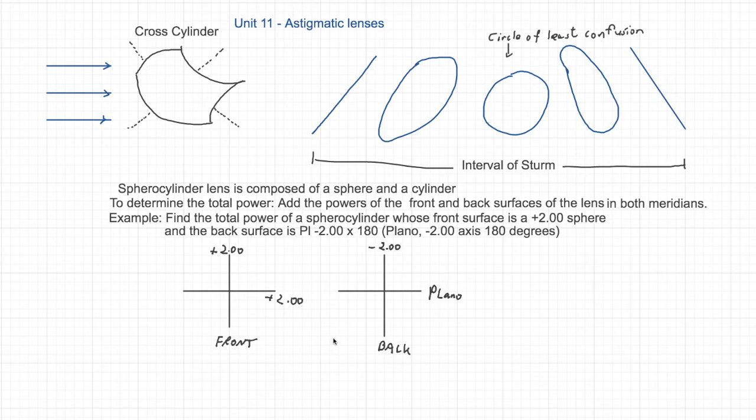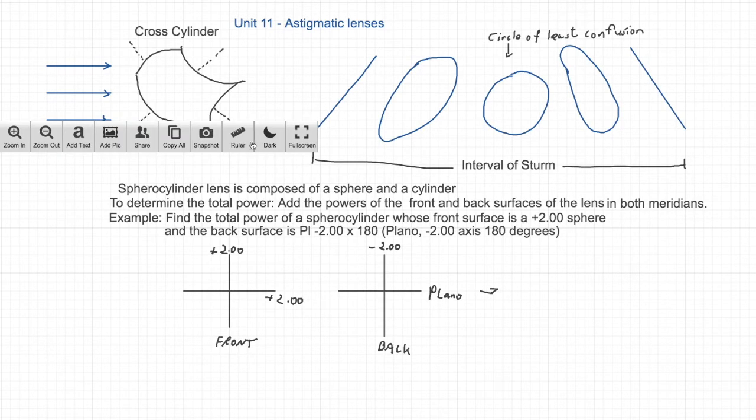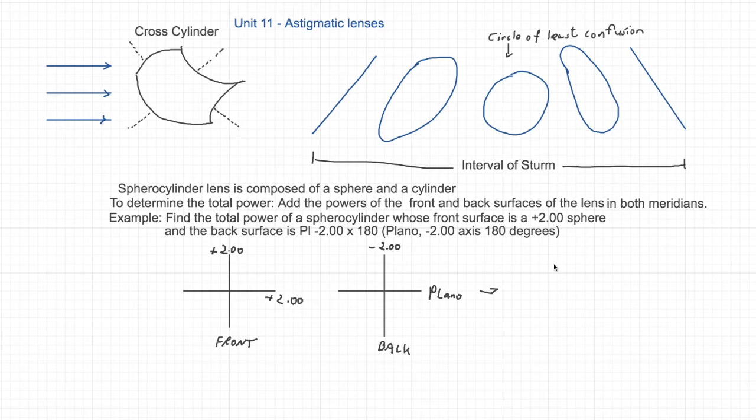Now we add up the powers in the 90th meridian, and we add up the powers in the 180th meridian to get the total power of the lens. So we see in the 90th meridian, it's +2 -2, that adds up to 0, or plano. And the 180th meridian, it's +2 + 0, or plano, that's +2. So the power of this lens is plano +2 axis 90. The power is 90 degrees away from the axis.